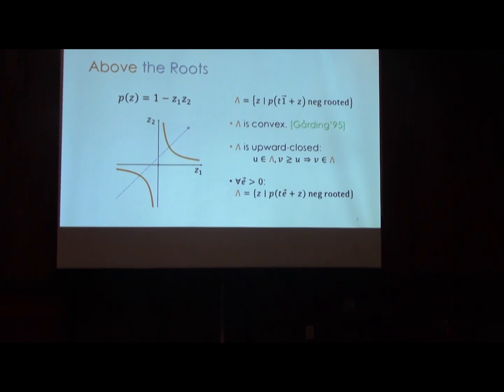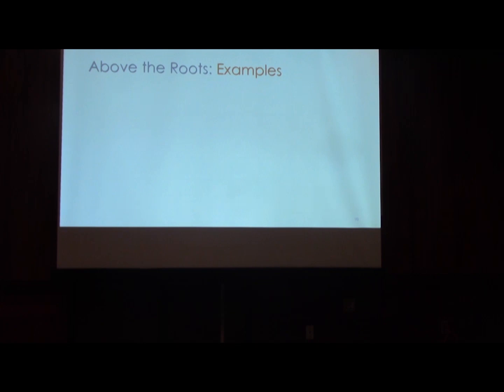The fact that they call it negative root is this for this particular polynomial, right? If it was a different polynomial, it would be positive. No, I'm just fixing a direction. You can also define below the roots. For real stable polynomials, that region is also going to be convex, but I'm just going to work with the above the roots.